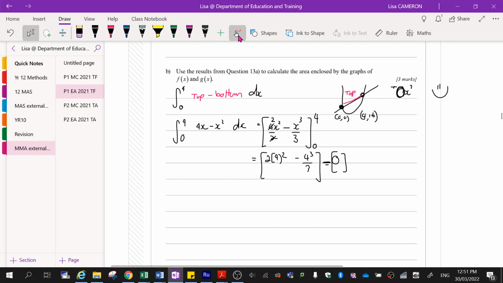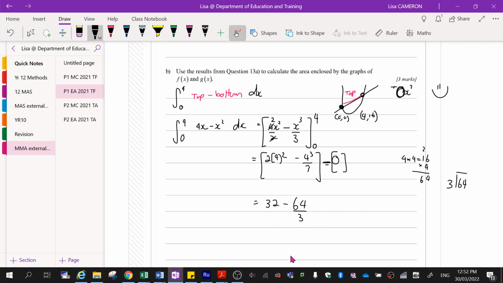Okay, so now we're going to have to do the rest of it manually. So 4 times 2 makes 16, times 2 again makes 32. And then I'm subtracting 4 to the power of 3. So 4 times 4 equals 16, times 4 again makes 64. Now we're going to do 64 divided by 3. So I'm going to end up with a weird fraction here. I'm just going to leave it like this for the moment.